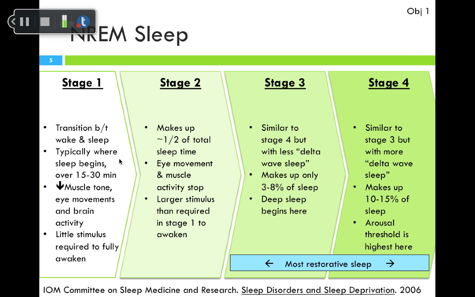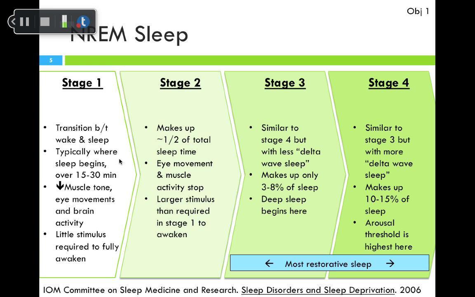In stage 3, we have sleep that is similar to the next stage, stage 4. However, within stage 3, you have less of what's called delta wave or slow wave sleep. Those delta waves are visible within an EEG, which I'll show in the next slide. That shows you that the brain has very slow wave activity happening, and it indicates a very deep sleep. Stage 3 makes up only about 3 to 8% of total sleep, and this is where deep and restorative sleep begins.